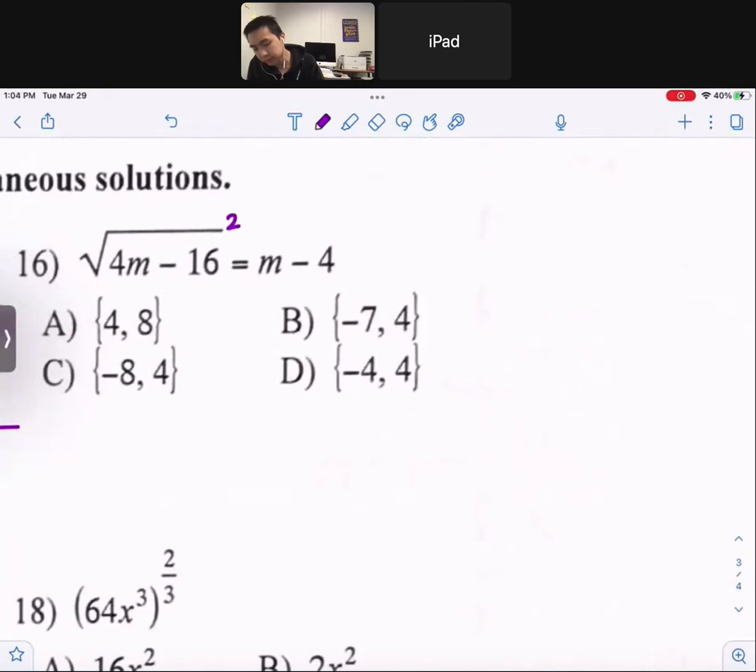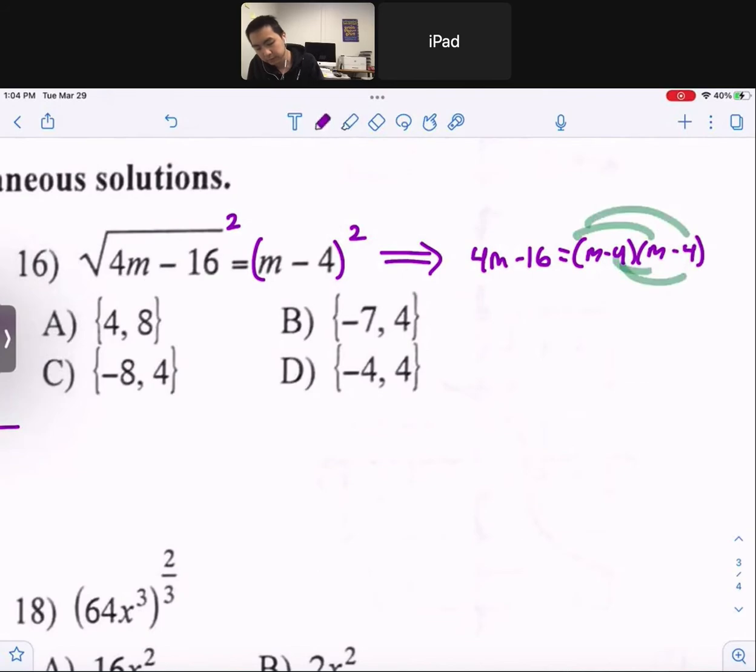So you try the same thing over here. Raise both sides to the second. We get 4m minus 16 equals m minus 4 times itself. So you've got to double distribute there. 4m minus 16 equals m squared minus 4m minus 4m plus 16. 4m minus 16 equals m squared minus 8m plus 16.